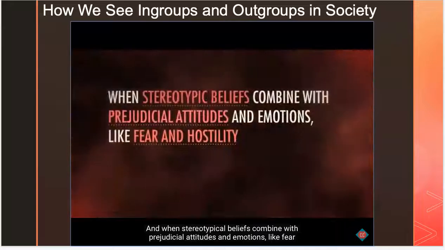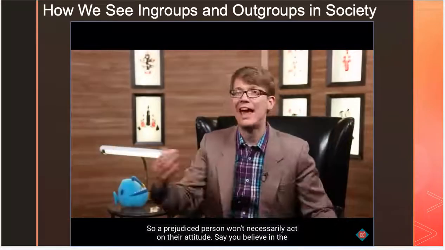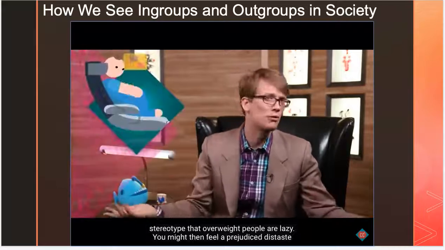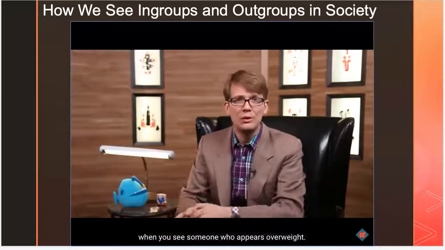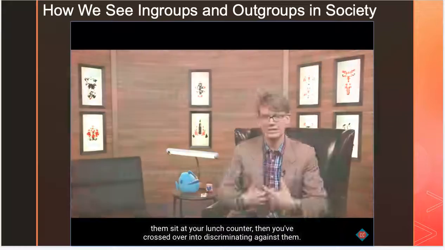And when stereotypical beliefs combine with prejudicial attitudes and emotions like fear and hostility, they can drive the behavior we call discrimination. So a prejudiced person won't necessarily act on their attitude. Say you believe in the stereotype that overweight people are lazy. You might then feel a prejudiced distaste when you see someone who appears overweight. So if you act on your prejudice and say refuse to hire them for a job or don't let them sit at your lunch counter, then you've crossed over into discriminating against them.